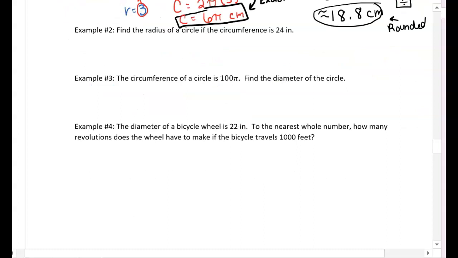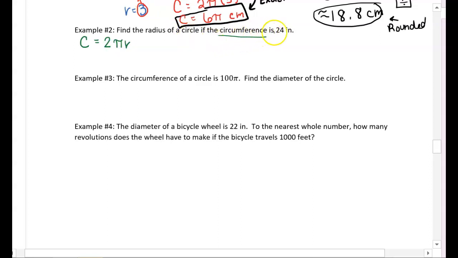Okay, let's look at example 2 now. It says find the radius of a circle if the circumference is 24 inches. So now we're given the circumference and we want to find the radius. Because we have the circumference, we're going to use the circumference formula, and we know that circumference is 2 pi r. I got that straight from the formula above.